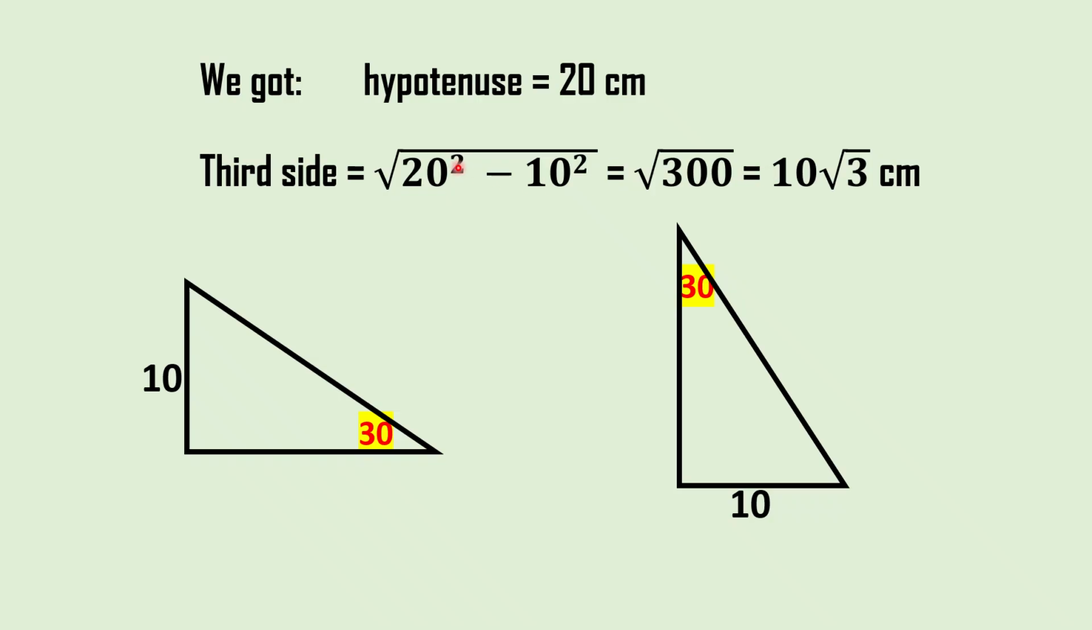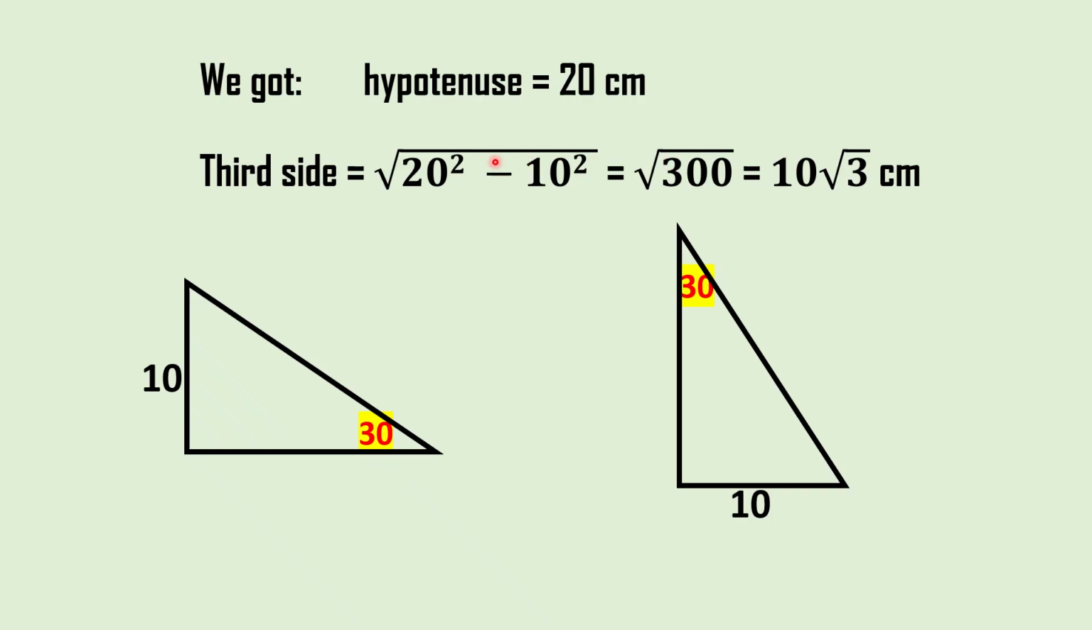Right? 20 square minus 10 square, 20 square 400, 10 square 100, so 300. When you take the square root, 100 into 3, square root of 100 is 10, square root of 3 will remain square root of 3, so 10 root 3 centimeters. So that's the third side. Now you have got all the sides. 10 centimeters, 10 root 3 centimeters, and the hypotenuse 20 centimeters.